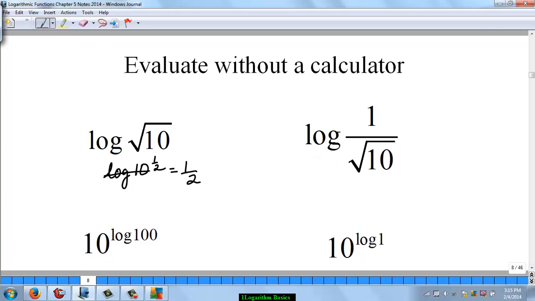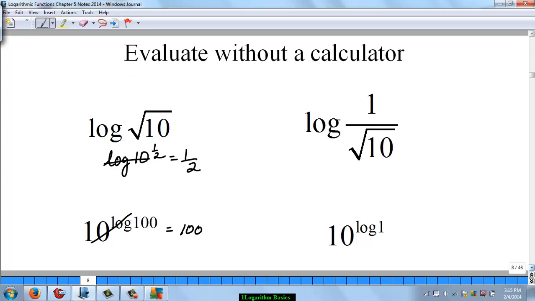This one is 10 to the log. They're already next to each other, so I can say, oh, the answer is 100. The other way to do this is to say, okay, I know log of 100 is 2. 10 squared is 100. So either way, these would work, but they both give you the answer.